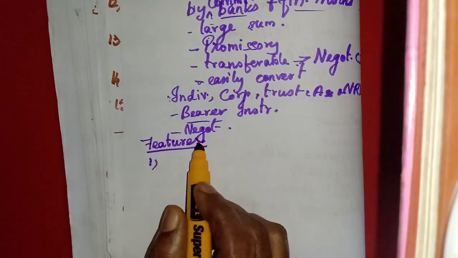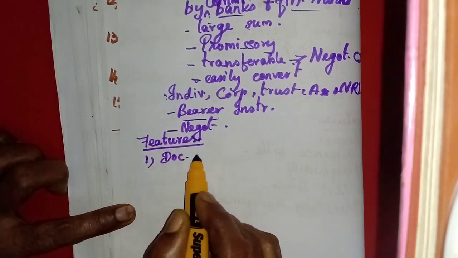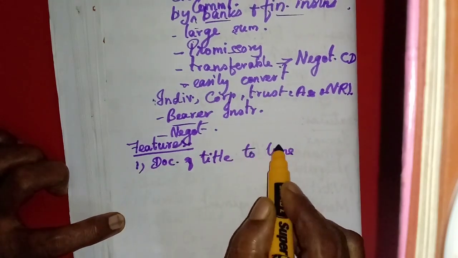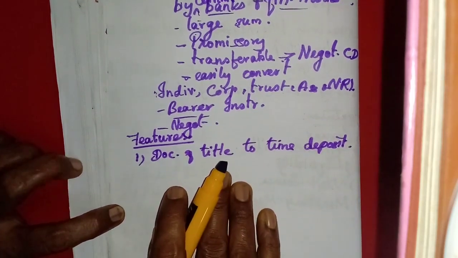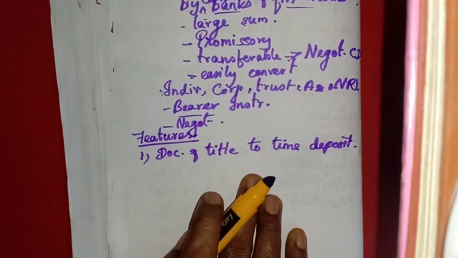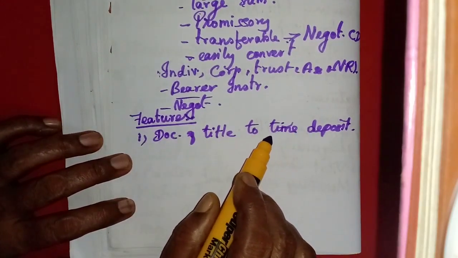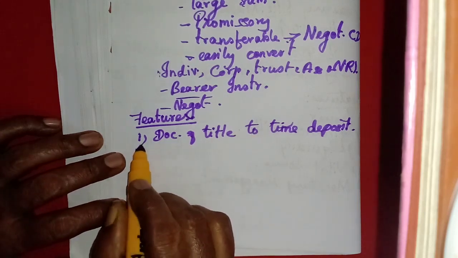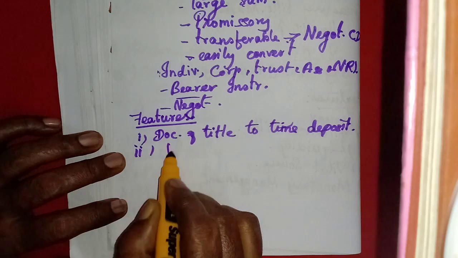Number 1. It is a document of title to time deposit, because within the maturity of that time, the document will be honored. That will be paid in cash. That's why it is called a document of title to time deposit. Within the prescribed time, it will get its maturity. Then the second feature is it is an unsecured negotiable instrument.